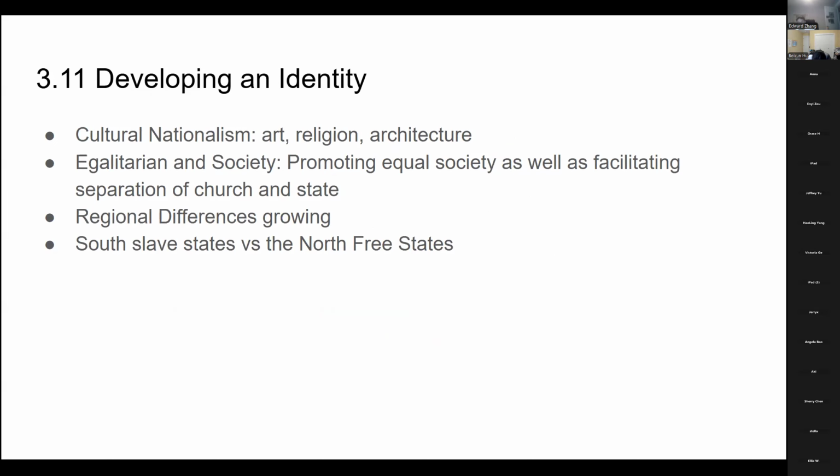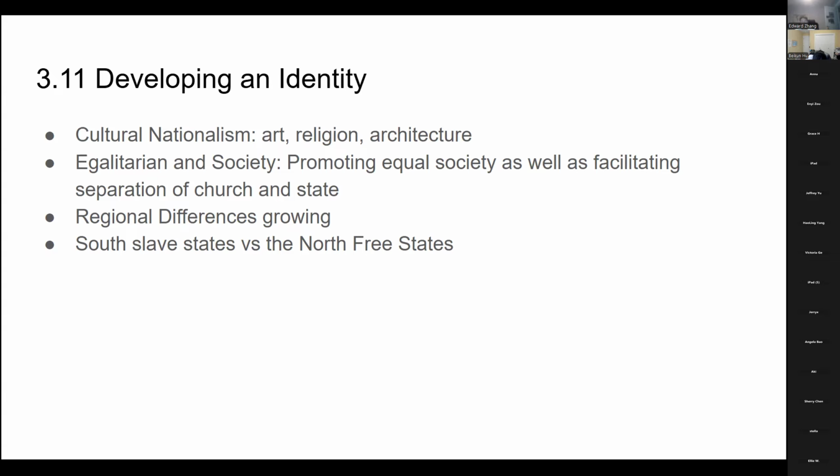And this next one, 3.11, is about the development of an American national identity. So cultural nationalism was a big thing. America had its own distinct art, religion, and architecture. And they're the first country ever to have an egalitarian society.